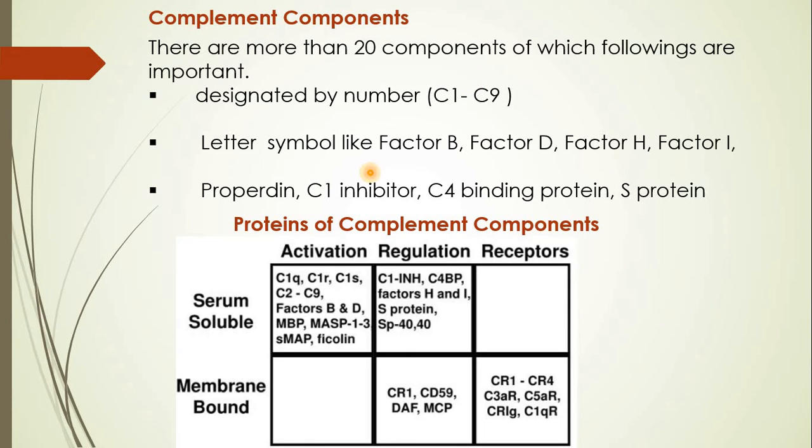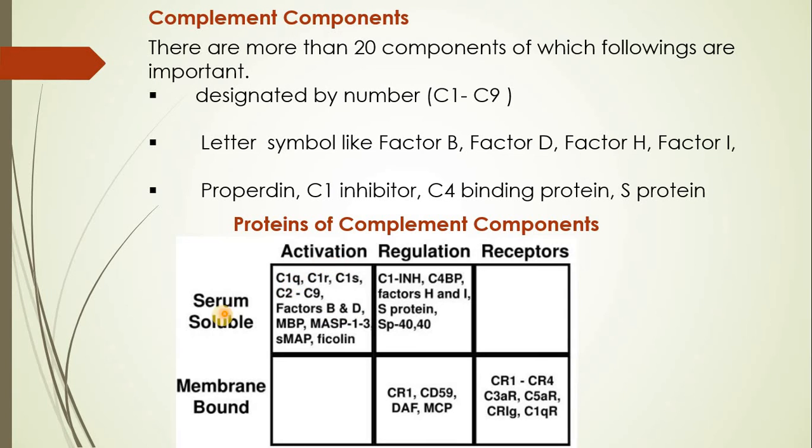Further, there are properdin, C1 inhibitor, C4 binding protein and S protein, which are also part of the complement components. Now these complement components, as they are proteins by nature, are either present in soluble form in the serum or present on the membrane. Depending on that, we can say that there are activation proteins, regulatory proteins and receptor proteins.